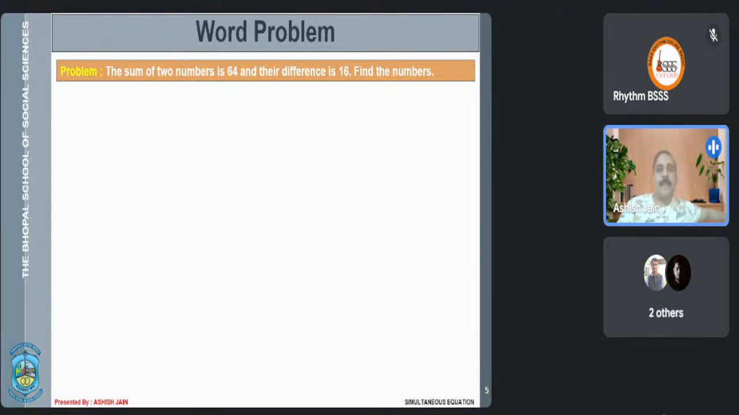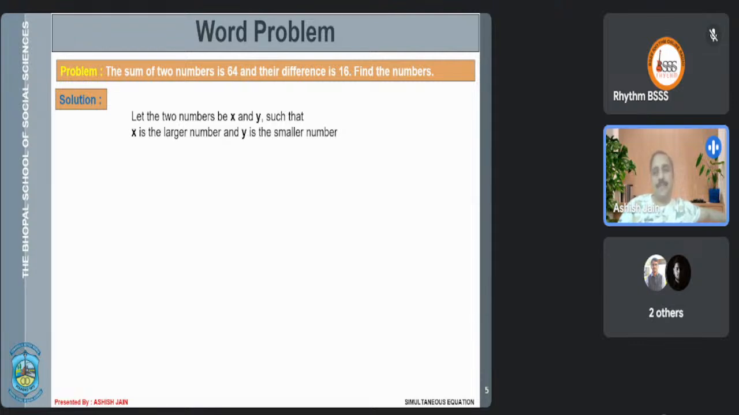In questions, what do we do? Whatever we have been asked to find, we will substitute. We have been asked for two numbers, so we will say let the two numbers be x and y. But you have to specify which is the larger number and which is the smaller number, because the difference is also given. So we write: let the two numbers be x and y such that x is the larger number and y is the smaller number. Now, based upon the two facts given in the problem, we need to find two equations.